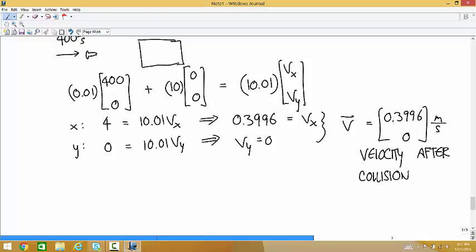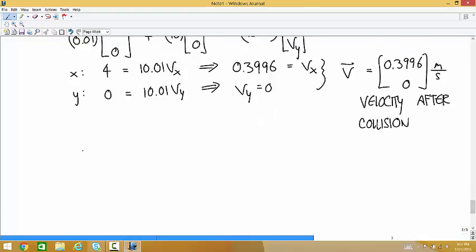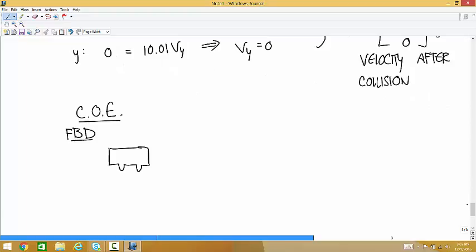And now we're going to do conservation of energy. So let's think about just an arbitrary free body diagram. What are the forces acting on the block-bullet system? There's a weight. There's a normal force. And then there's a spring force pushing this way.